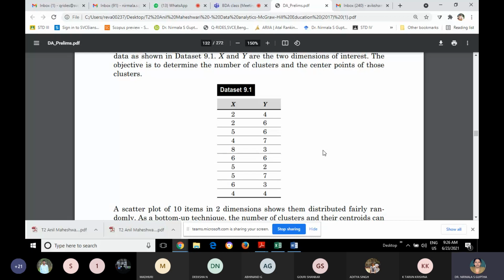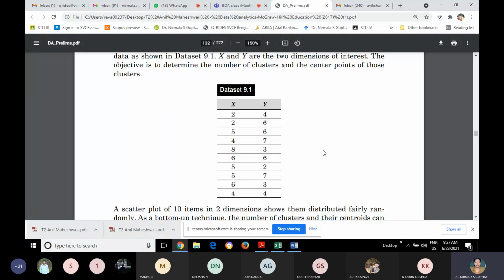These two will help us understand the next concept. This whole set of 10 items can be broken into two groups, or two clusters. Why? Because the big distance between the points 2, 6 is 4, and 8, 3 is 5. So we can break this data into two groups or two clusters. Now, what can the 3 points at the bottom right form?